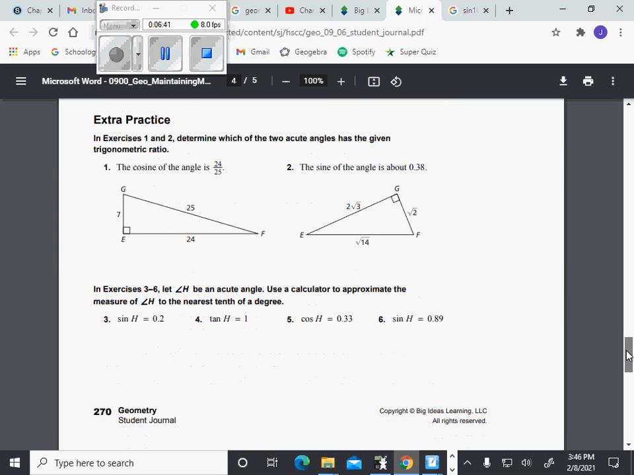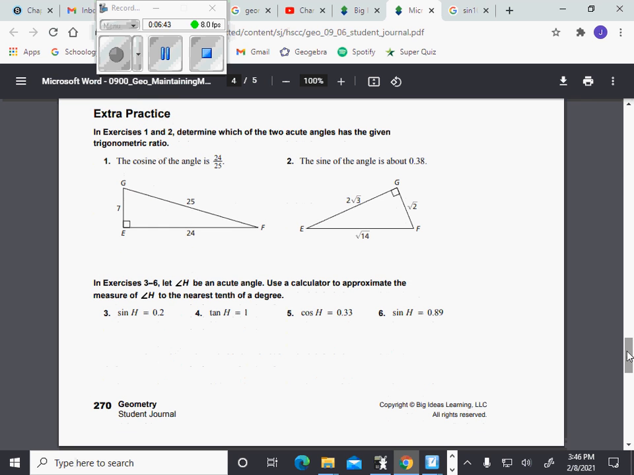Let's get into our first example. Determine which of these two acute angles has a given trigonometric ratio. The cosine of the angle is 24 over 25. Okay. Well, remember, what's cosine? It's adjacent over hypotenuse.